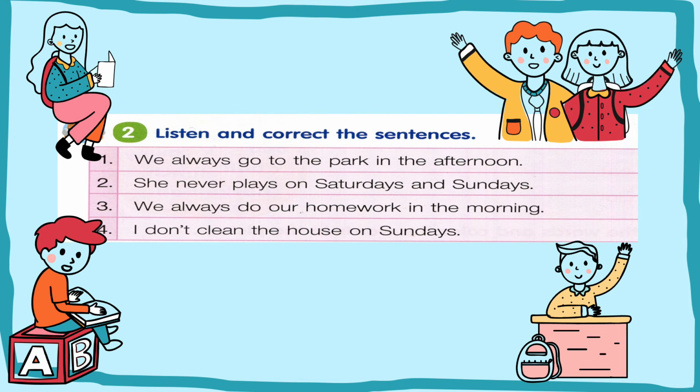Okay, so now we are on page 8. Listen and correct the sentences. You have to listen very carefully, underline the wrong word, and write the correct answer. For example, number 1, we always go to the park in the afternoon. Now listen carefully. We never go to the park in the afternoon.